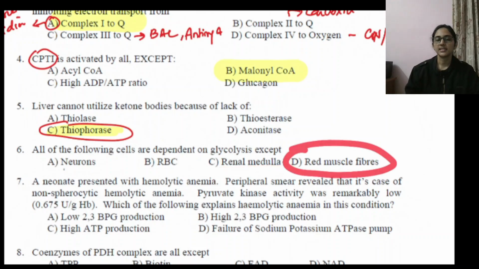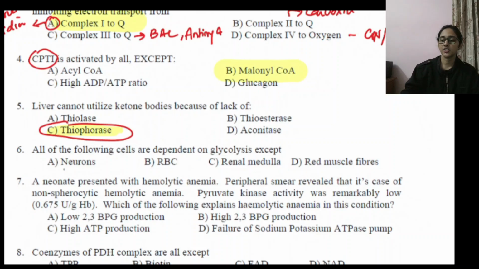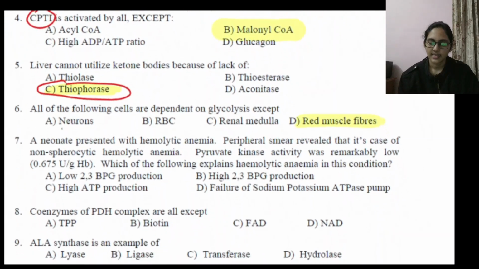But what about red muscle fibers? Red muscle fibers are rich in myoglobin and mitochondria, so it is not just dependent on glycolysis. It is the white muscle fibers that are dependent on glycolysis. All right. Yes, the next one.